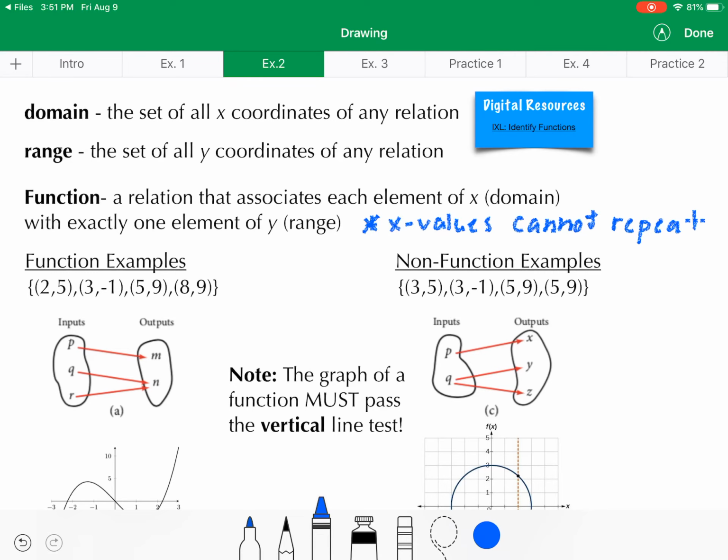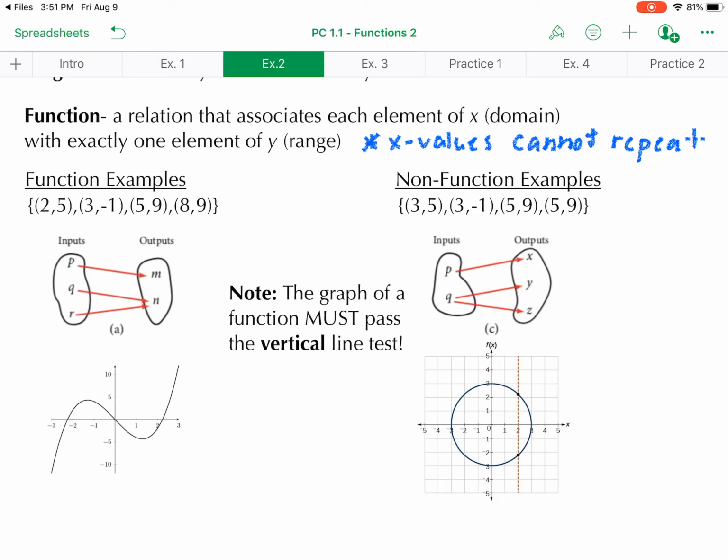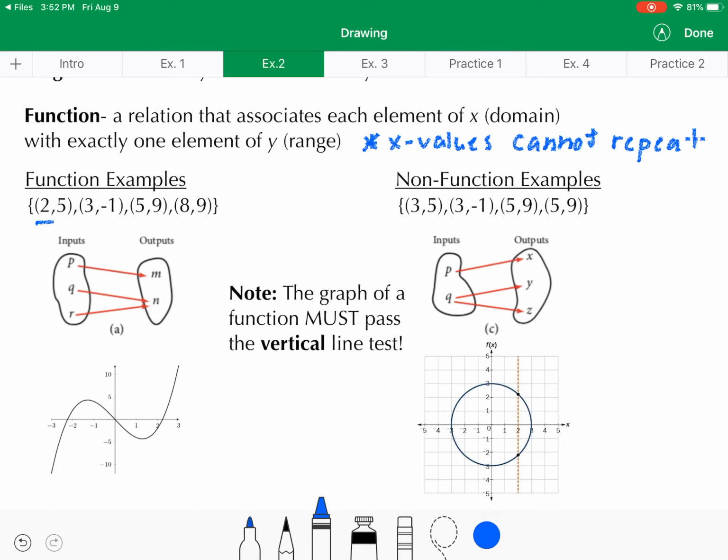So I have some examples and some non-examples of functions. Over on the left-hand side, you can see the function examples. So the first is a set of ordered pairs. Look at the x values. You have x values of 2, 3, 5, and 8. None of those repeat. Okay? Therefore, we're a function.